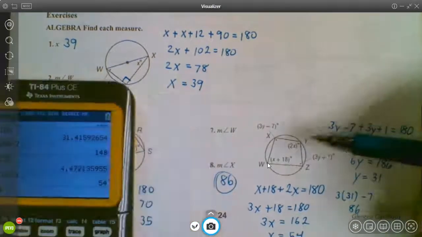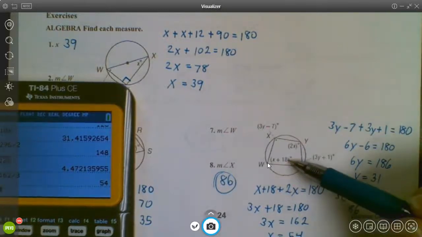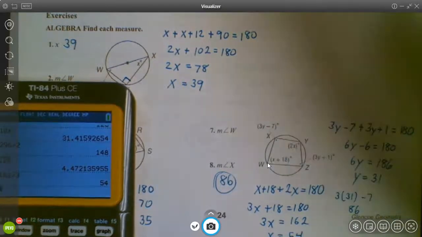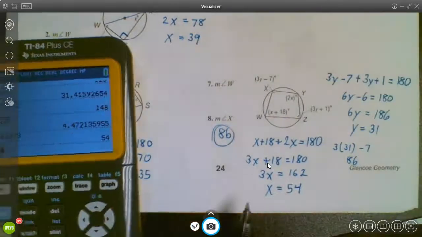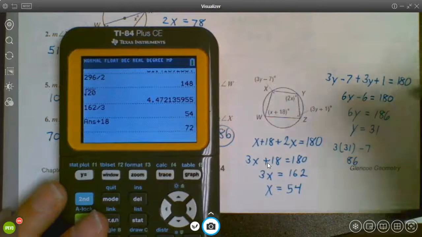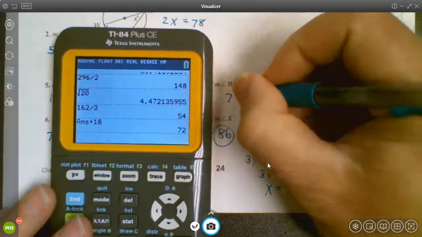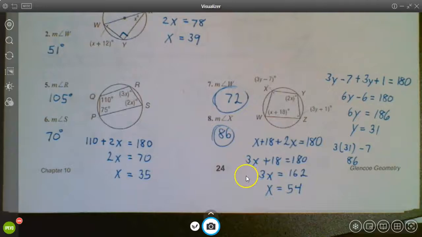All right guys, again, not done because you need to solve for angle W. So angle W is x plus 18. So if we did 54 plus 18, that gives us the measure of angle W. All right guys, that is it for section 10.4.